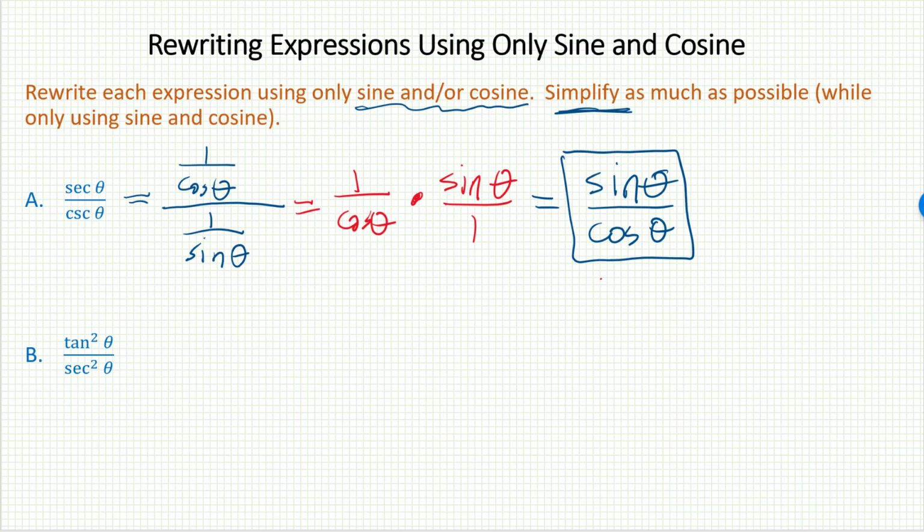Obviously, if the goal was to continue simplifying, I would say, oh, sine over cosine, that's tangent. And that would make it even simpler. But here, the goal is to keep everything in terms of sine and cosine only. Okay, let's look at the second one.